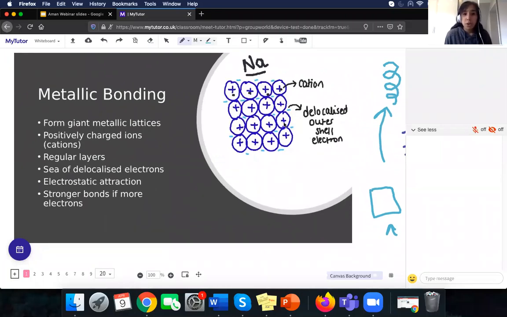Someone is also asking me, do we need to know all these properties? We do need to know most of these properties for the foundation tier, and for the higher tier, you definitely need to know all of these properties. It is across all the exam boards that you need to know all those properties.